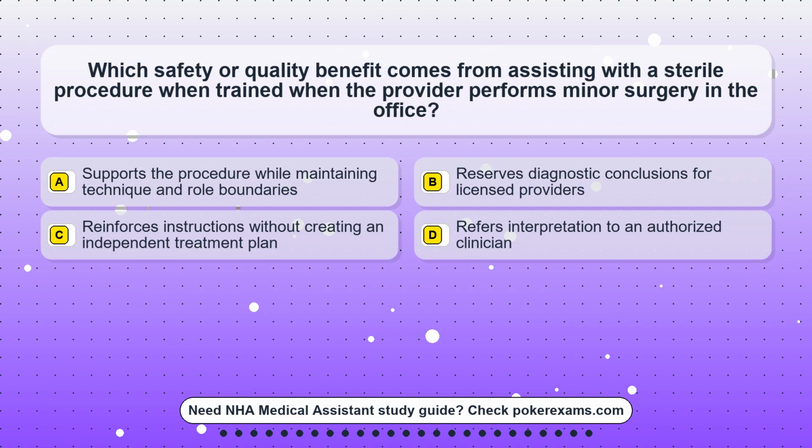Question 6. Which safety or quality benefit comes from assisting with a sterile procedure when trained when the provider performs minor surgery in the office? Option A, supports the procedure while maintaining technique and role boundaries. Option B, reserves diagnostic conclusions for licensed providers. Option C, reinforces instructions without creating an independent treatment plan. Option D, refers interpretation to an authorized clinician.